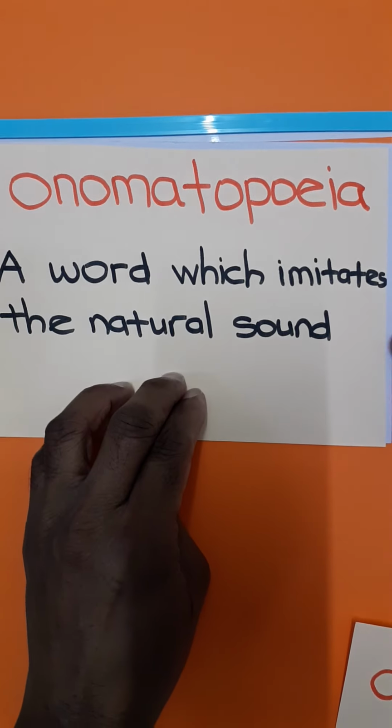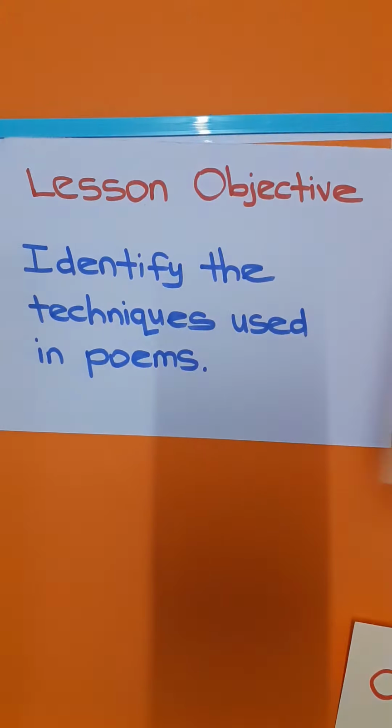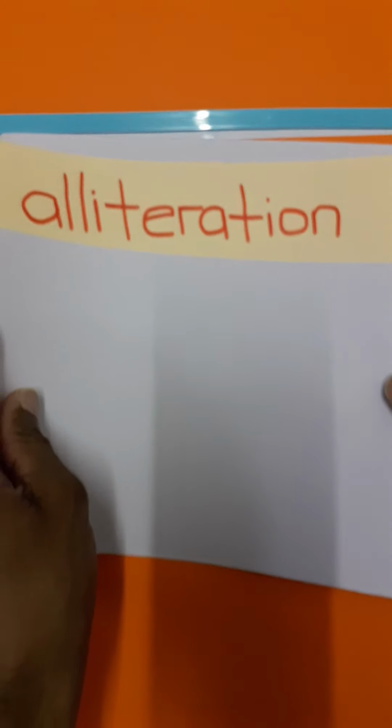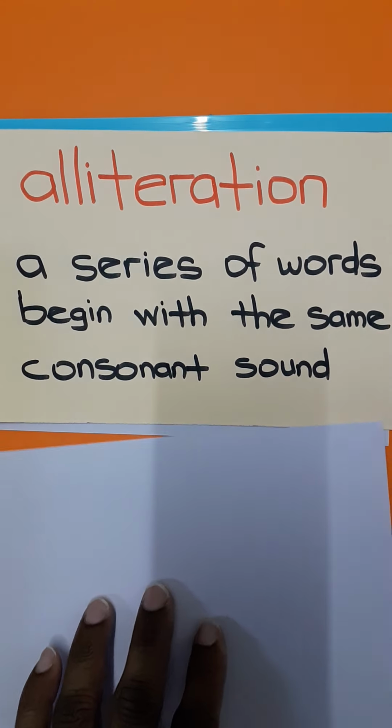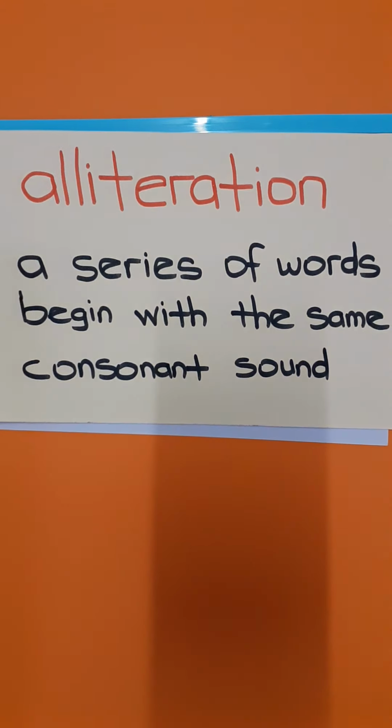The third one will be alliteration. A series of words begin with the same consonant sounds. For example, she sells seashells by the seashore. We looked at this last week, remember?